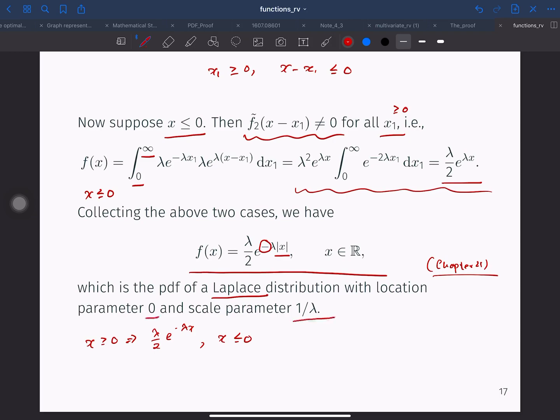So the difference of two exponentials has a Laplace distribution, and furthermore, it is symmetric. So f of x is equal to f of minus x. The difference is symmetric around 0. And this trick is done quite often. If you have one random variable and another independent copy of it, the difference is always symmetric.